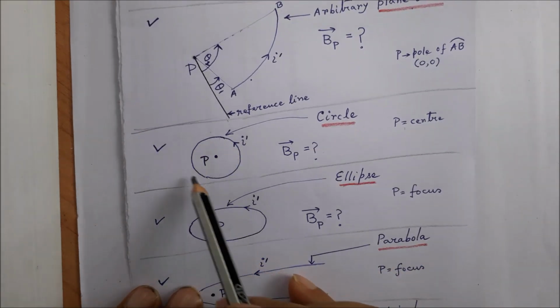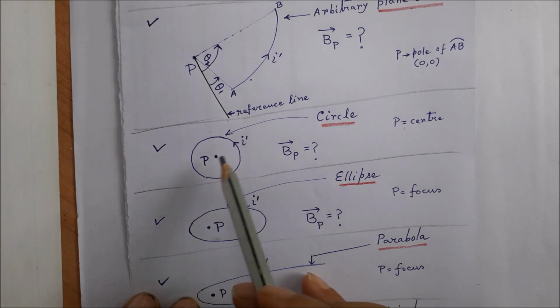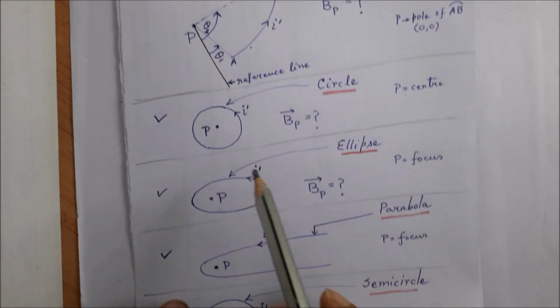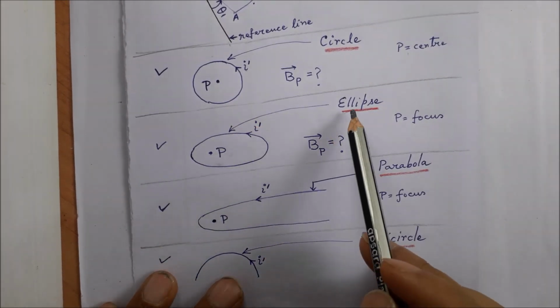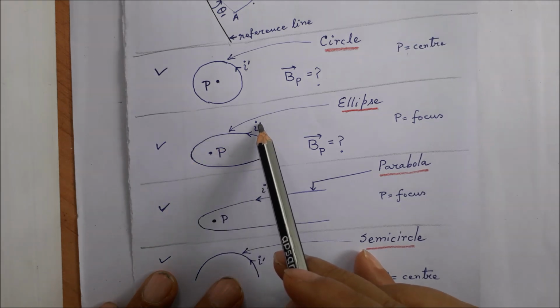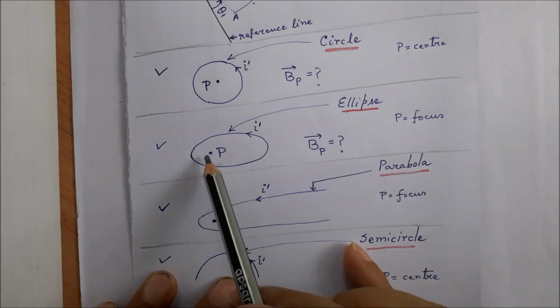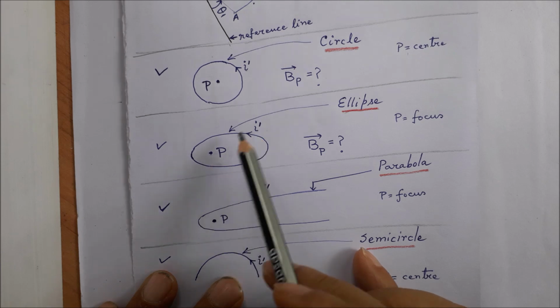If we have a circle which carries current I prime, then what is the magnetic induction that this I prime creates at P? We'll address this. Also, we'll address the case of an ellipse which carries a current I prime, and the field point is taken to be one of its foci. So what is the magnetic induction produced by this I prime here?